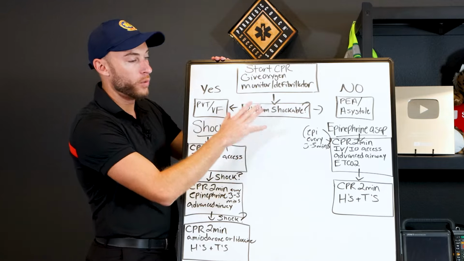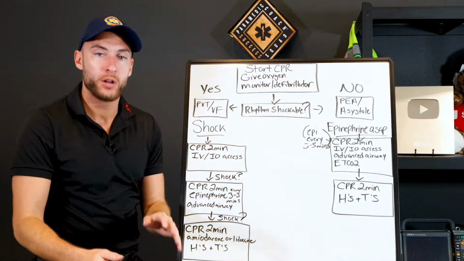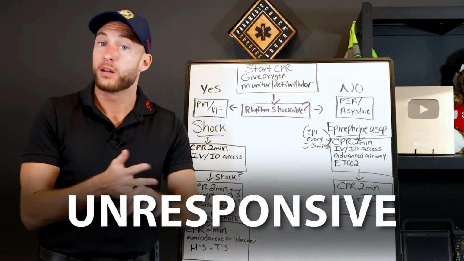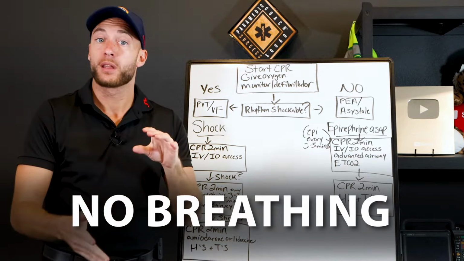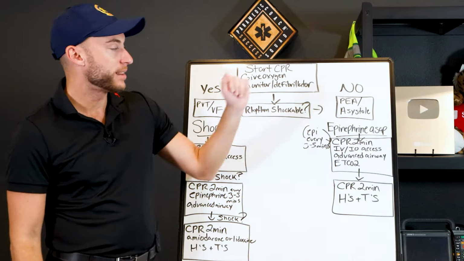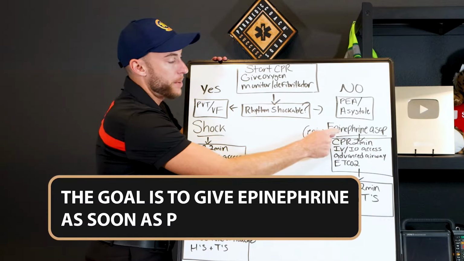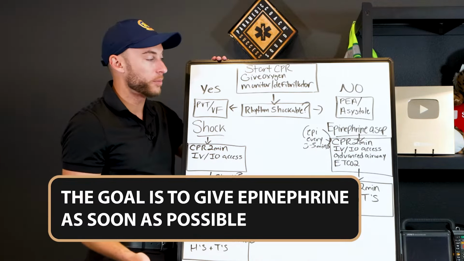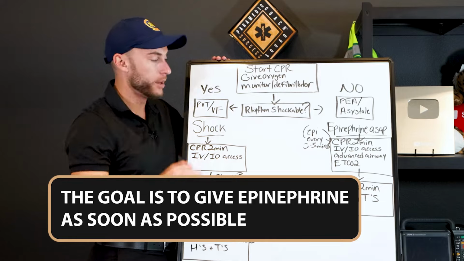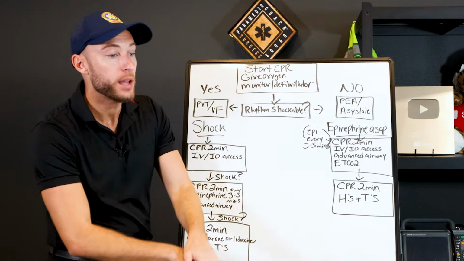So what do we do? Let's restart the whole scenario. We go to our patient, unresponsive, they're not breathing, no pulse, rhythm check. Let's say it's asystole. Here's what we do. The goal is to give epinephrine ASAP, as soon as possible. That's the goal to put in your head. So we checked, it's asystole, okay.